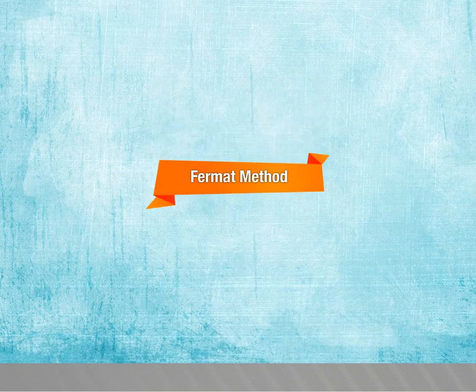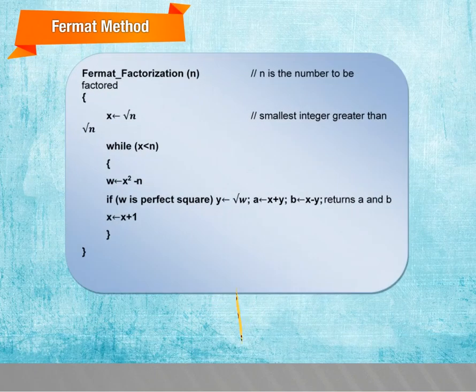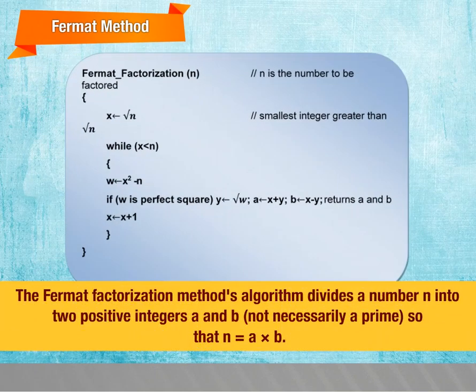Fermat method. The Fermat factorization method's algorithm divides a number n into two positive integers a and b, not necessarily prime, so that n is equal to a into b.